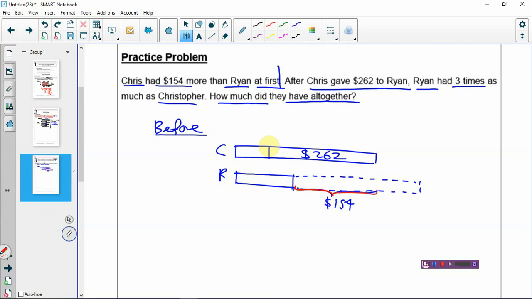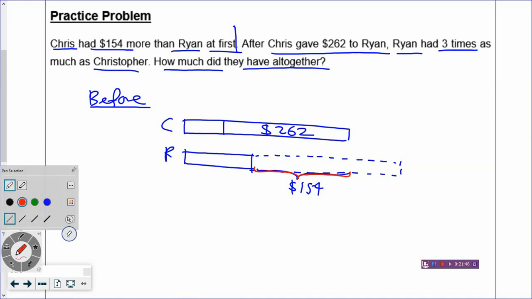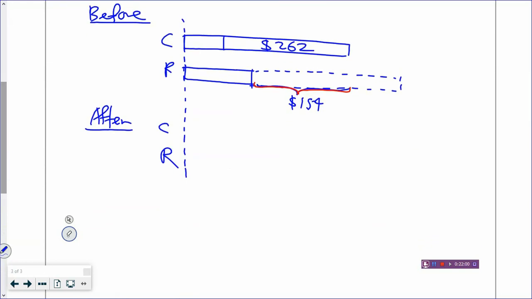Alright, now let's continue. Now, so how do we draw the after model? Okay, the after model, so let's draw the after model. Now Chris will have less and Ryan has much more. So again, dotted line, that's where you start your drawing. So Chris's rectangle is going to be until where? So you can use dotted lines to help you to draw your rectangle until the dotted line.